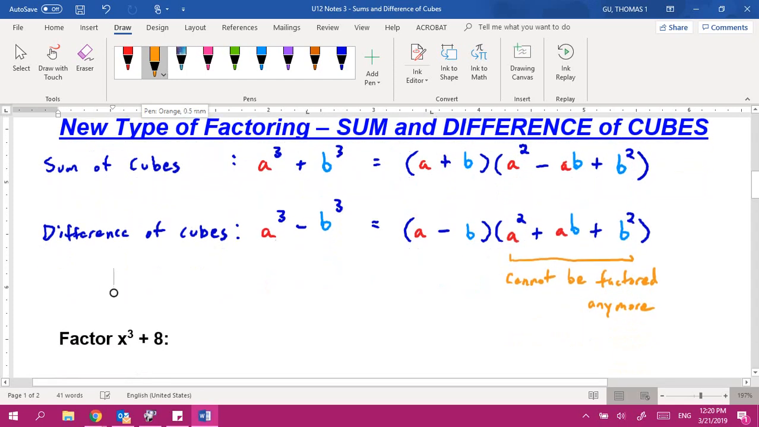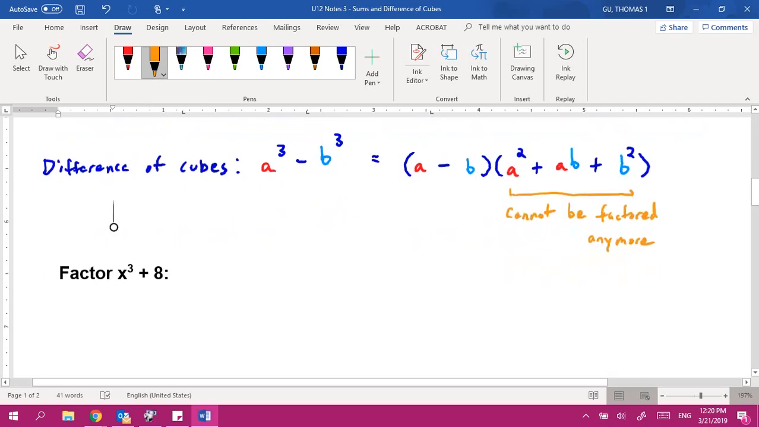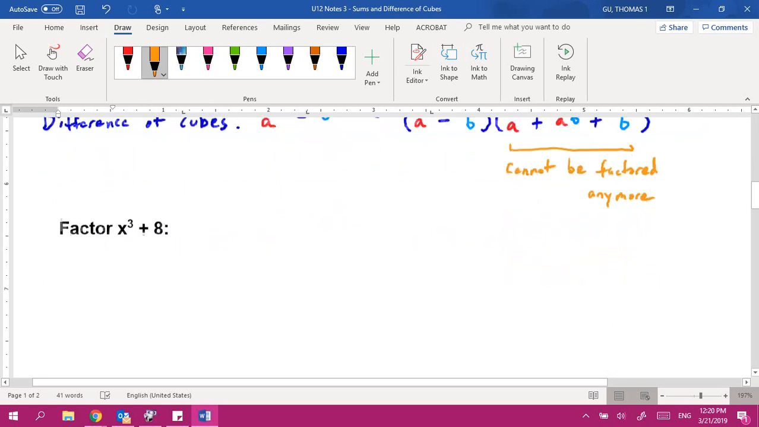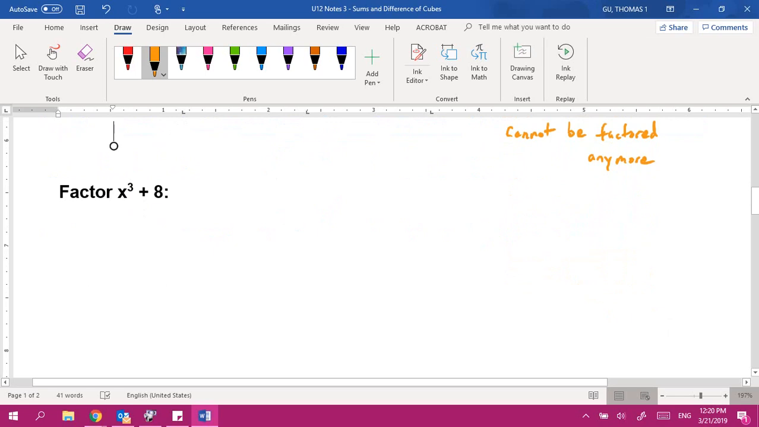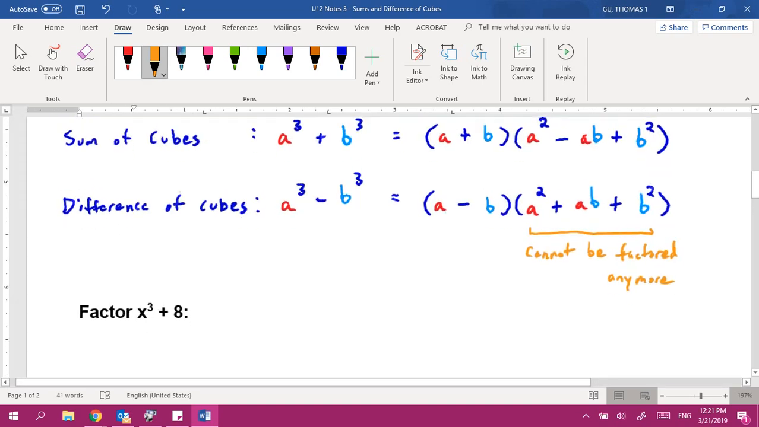All right, so let's take a look at how we would actually solve a problem like this. In this example right here, factor x cubed plus 8. The first thing you want to see is to make sure both of the terms are perfect cubes, because this only works if both terms are perfect cubes. So on x cubed plus 8, is x cubed a perfect cube? Yes, it is. Is 8 a perfect cube? It is. 8 is also a perfect cube. So this is going to be one of these, sum of cubes or difference of cubes.